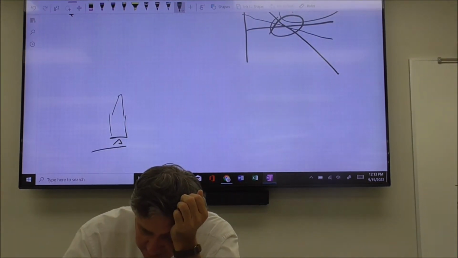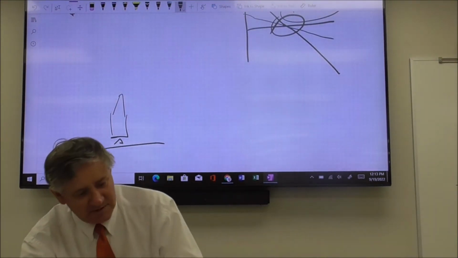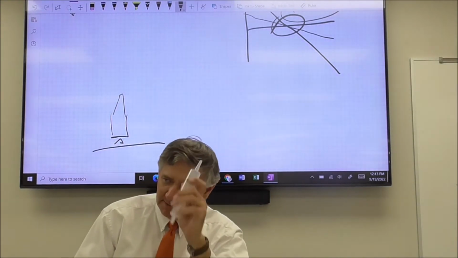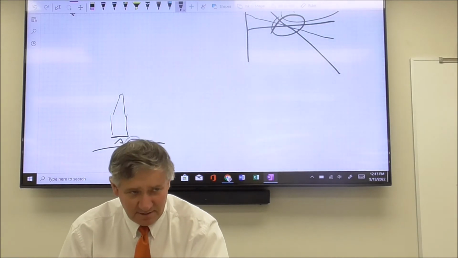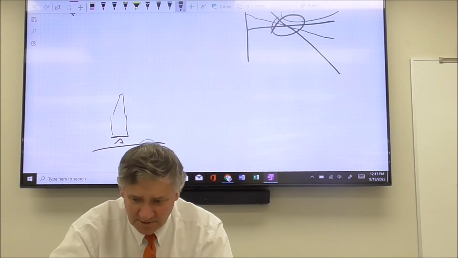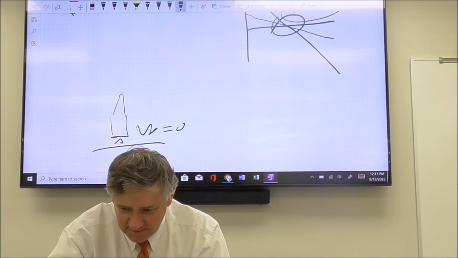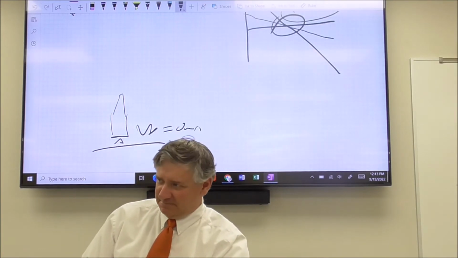So here's the rocket. Okay? That looks surprisingly like a syringe. Okay? So here's your rocket. What's the initial velocity of the rocket going to be? 0. Okay? It's going to start at 0 meters per second.